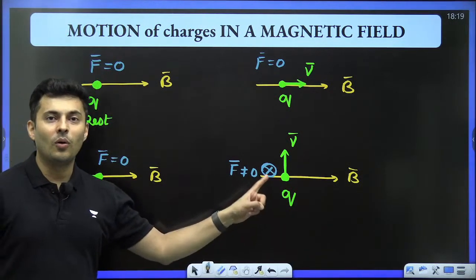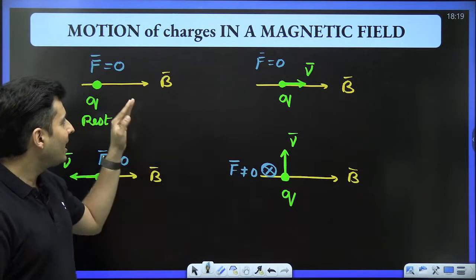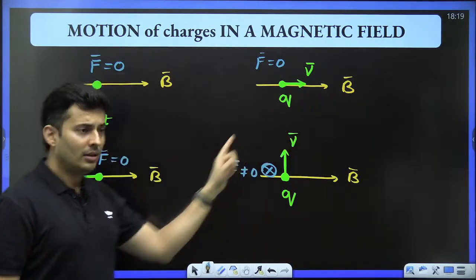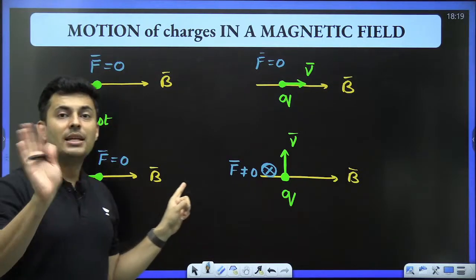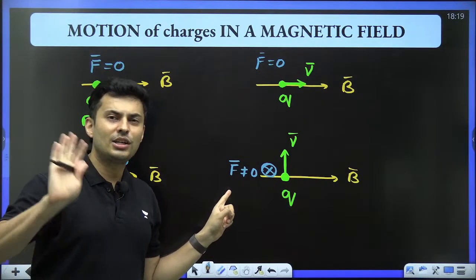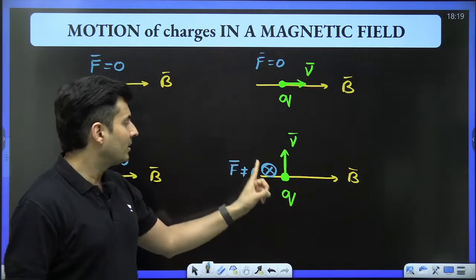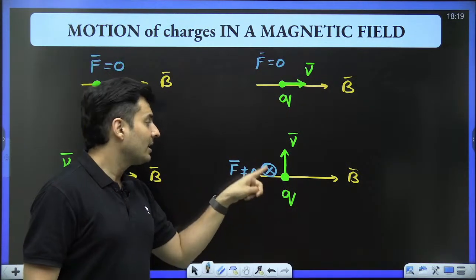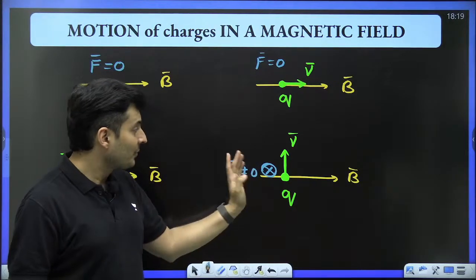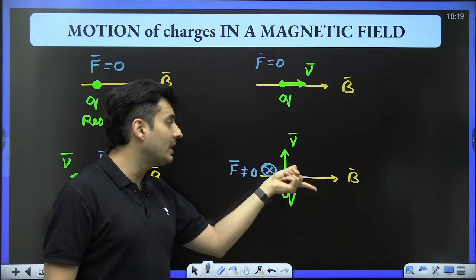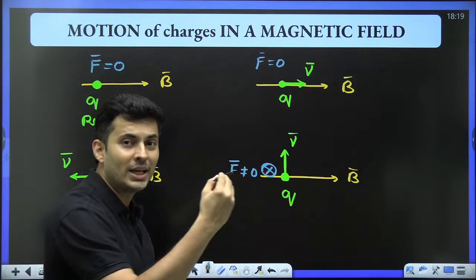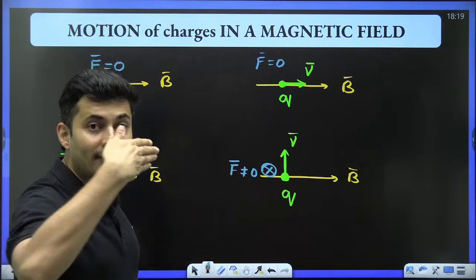Then they understood, oh, wait a minute. Whenever I give velocity, the velocity which is along the magnetic field does not create any force on the charge. But the velocity which is perpendicular to the magnetic field creates the force, and that force is perpendicular to both velocity and magnetic field. When I show a cross, that means it's a vector going inside the plane of the board, away from you.